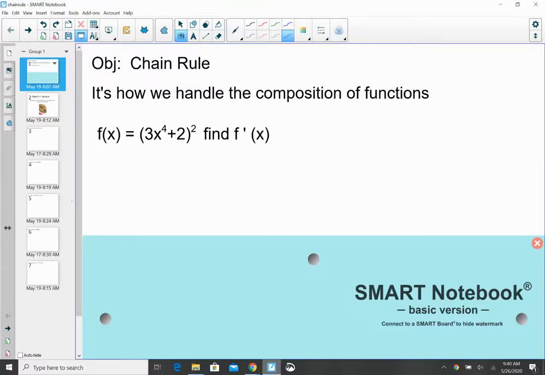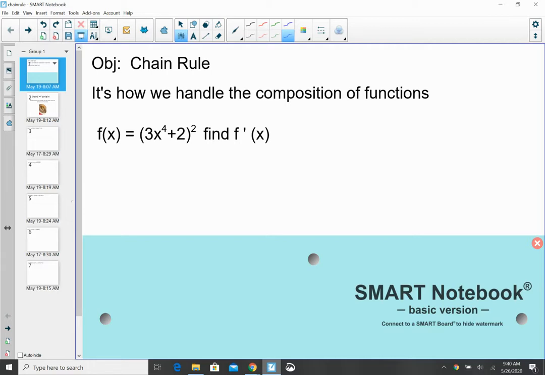Today we are going to discuss something that we call the chain rule. And the chain rule is how we take a derivative of a function that is basically a composition of multiple pieces. So like in the first little thing I've got up here, I've got f of x equals (3x to the fourth plus 2) quantity squared.